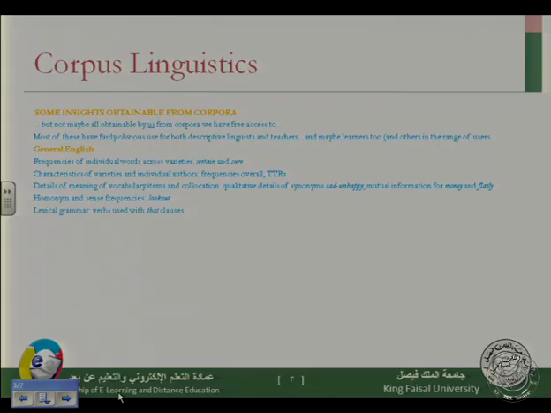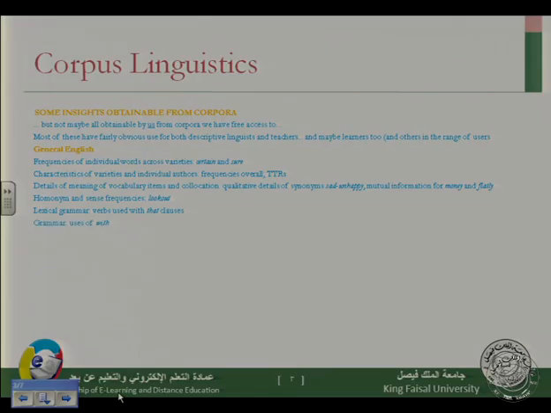Lexical grammar. Verbs used with that clauses. We want to know which verbs most frequently occur with that clause. Do you know that? Do you see that? Do you understand that? So we want to collect all the verbs, not all of them, but at least we want to know which are most frequently used or occurring with that.